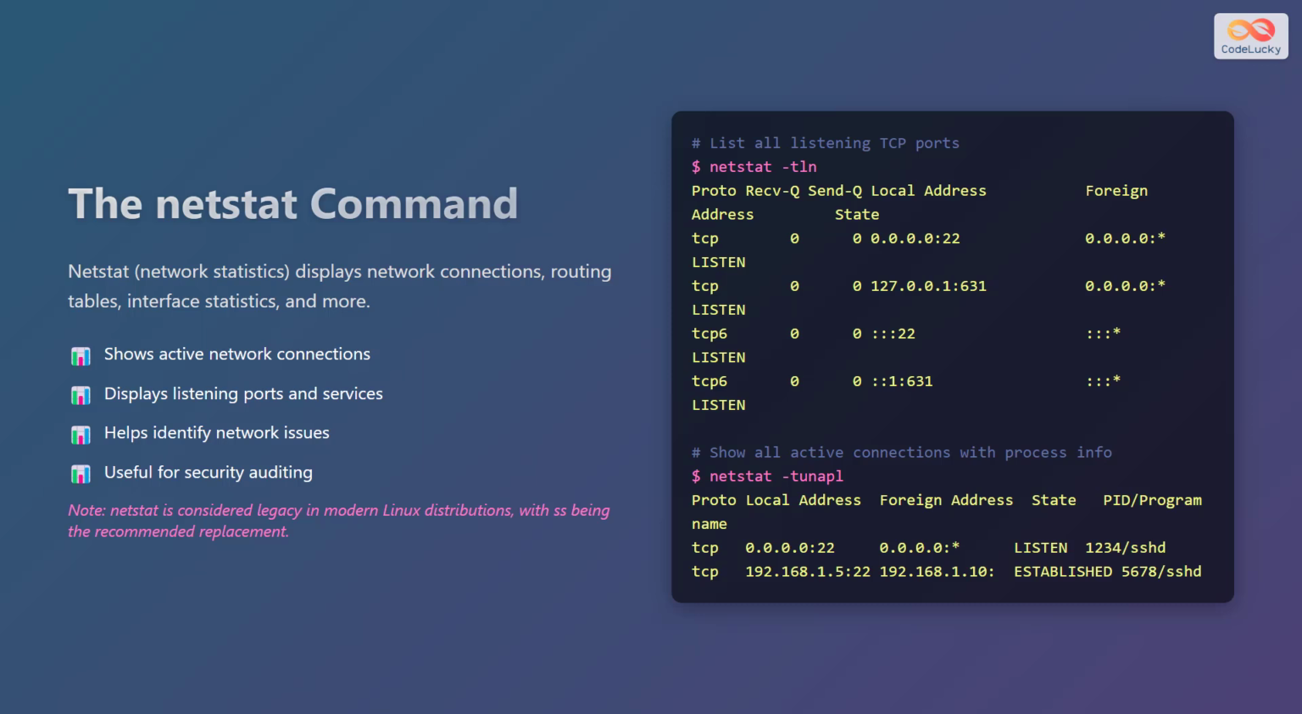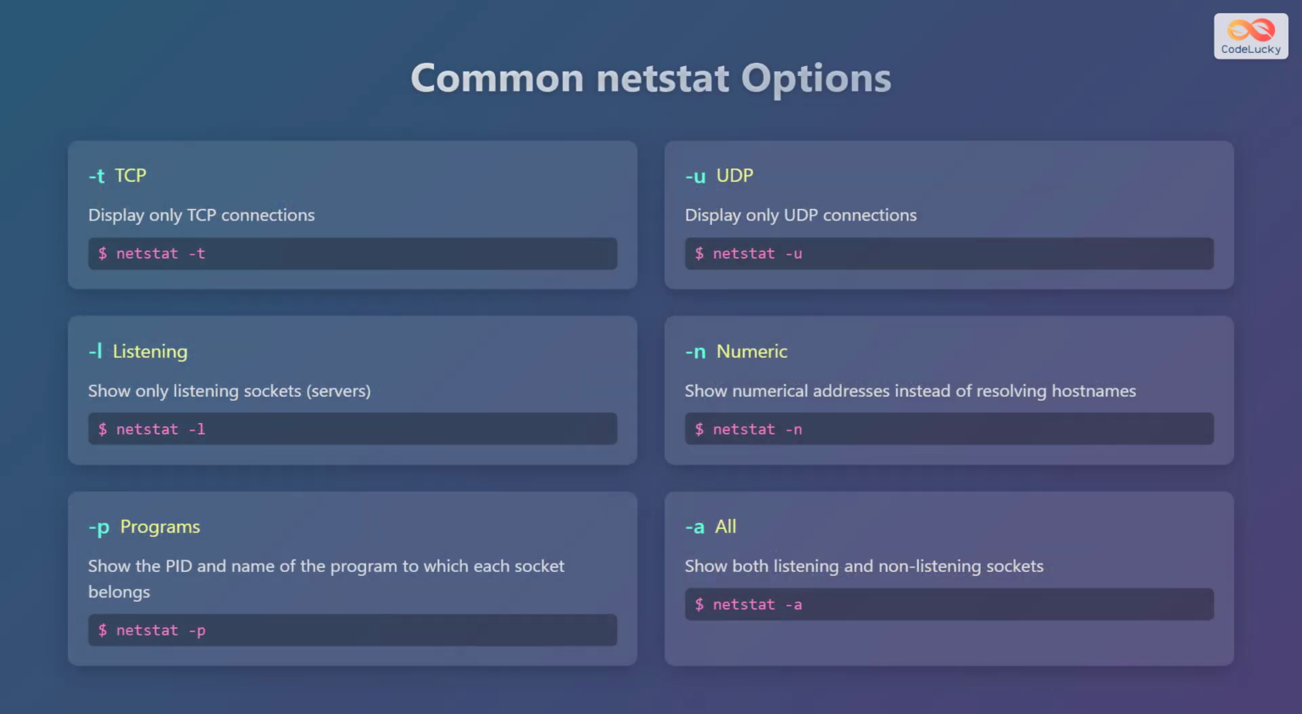To show all active connections with process information, use the command $netstat -tunapl. This displays all Transmission Control Protocol and User Datagram Protocol connections, including the process ID and program name associated with each connection. The Netstat command is packed with options to filter and display network information.